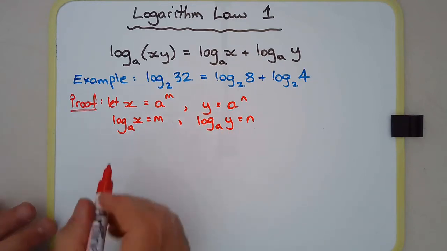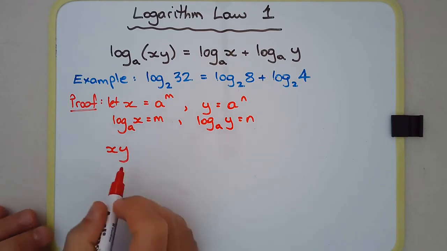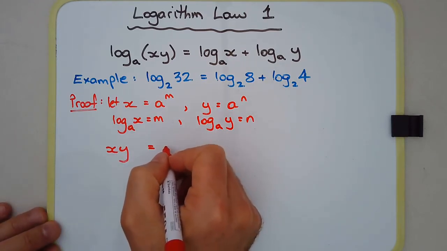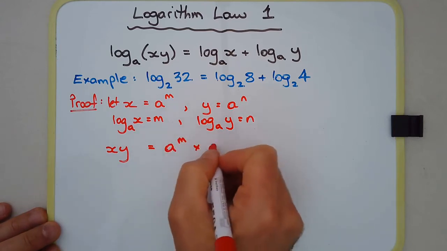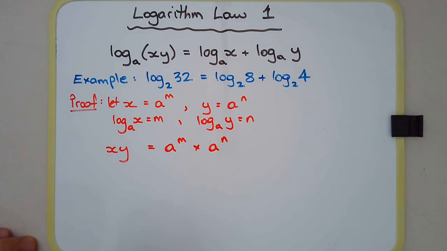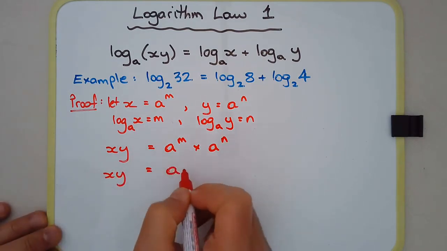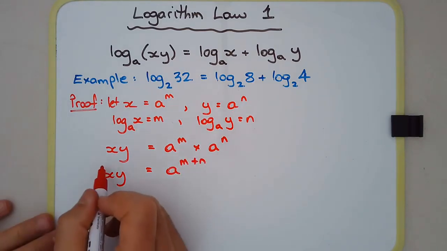So why don't we multiply the x and the y together and see what happens. So xy is equal to a to the m times a to the n. I might just write another line there, so that's just equal to a to the m plus n. Now that's the product.